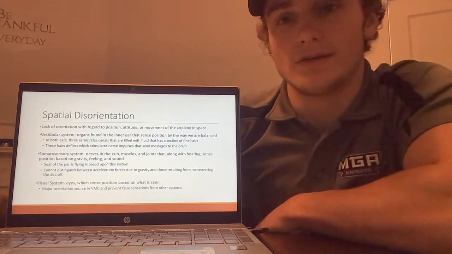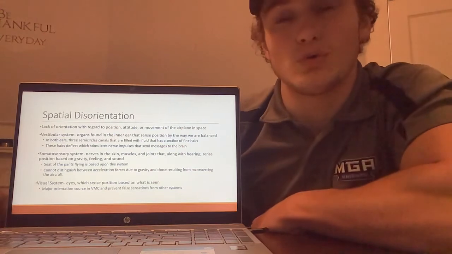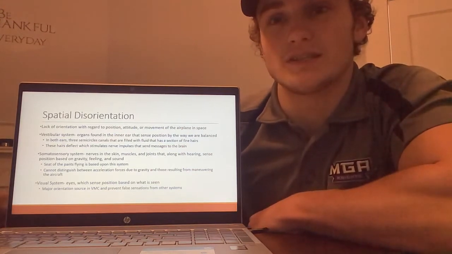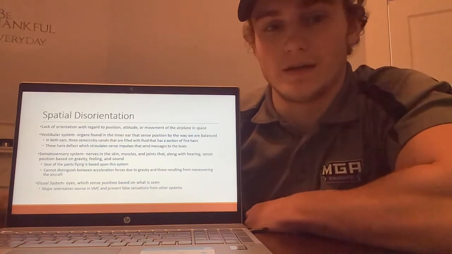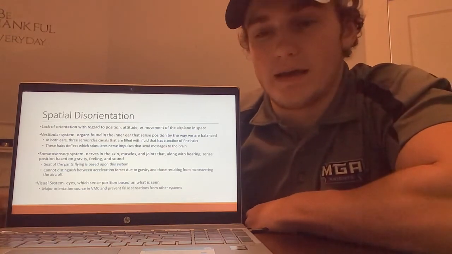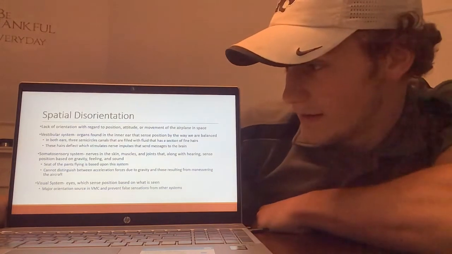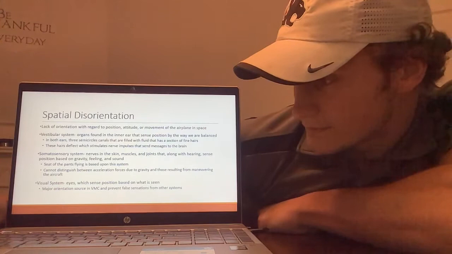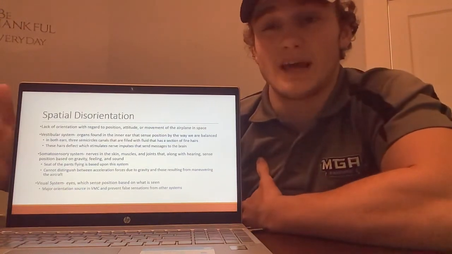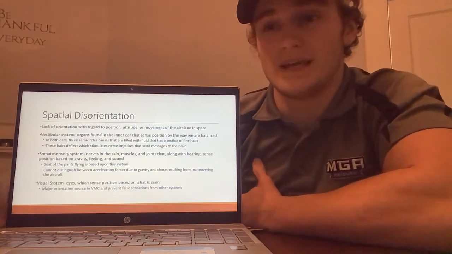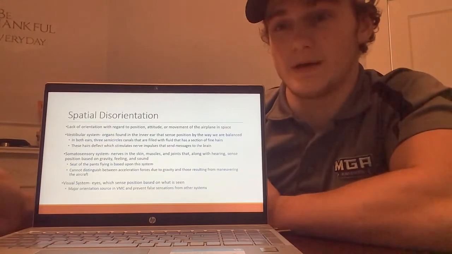You know how you're supposed to be able to feel when you're in a skid or in a slip, when you're uncoordinated. It's that sensory system, plus your visual and whatnot, that allows us to fly by the seat. All these systems work together so that we maintain spatial orientation, so that we know where we are throughout space.